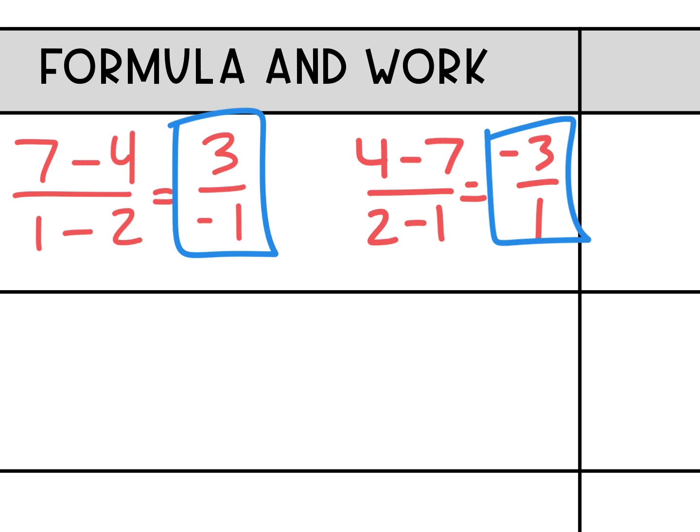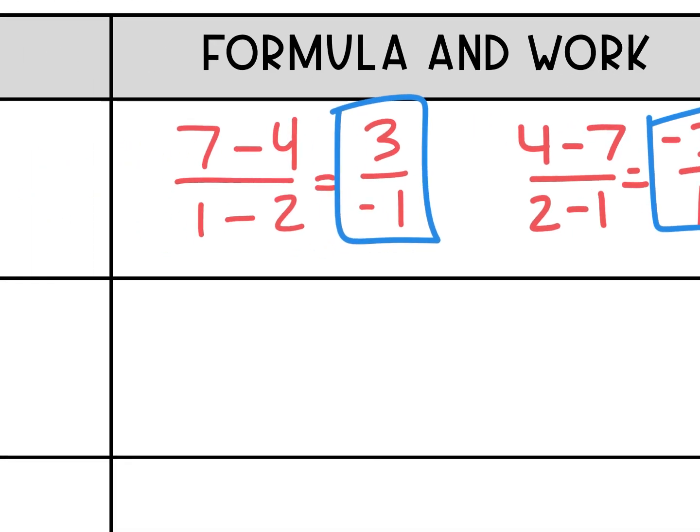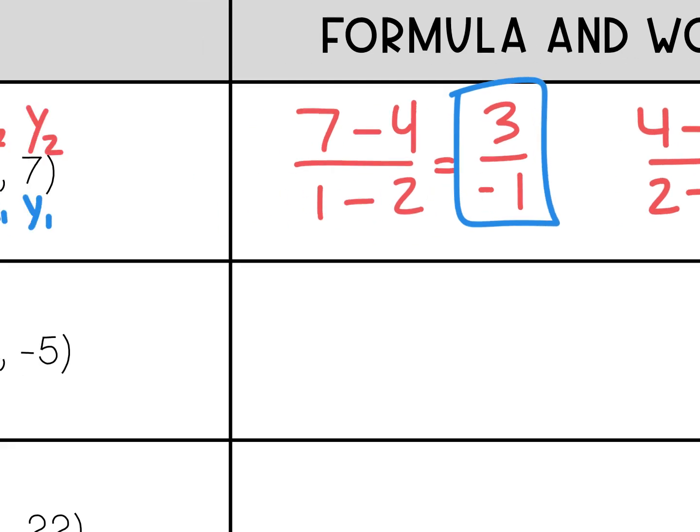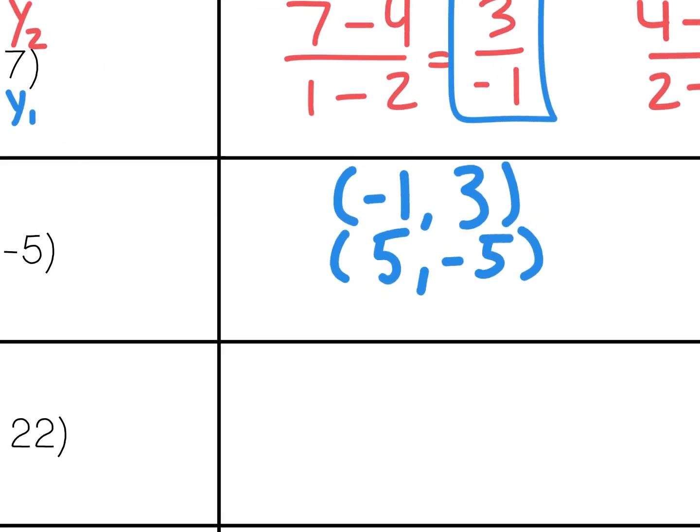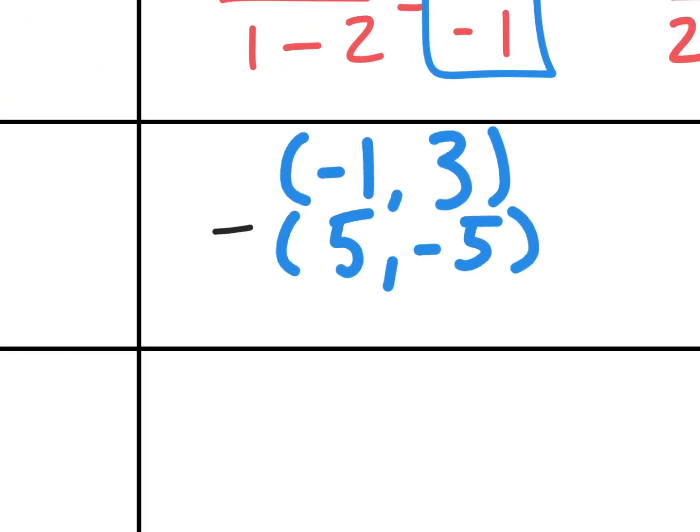Okay? Now that we've done this the difficult way a few times, I'm going to show you a much faster and simpler way to do this. And it's 3 simple steps: stack, subtract, y over x. So I'm going to take the points negative 1, 3, and 5, negative 5. I'm just going to stack them on top of each other. So write the 2 points down, stack them on top of each other, and then subtract.